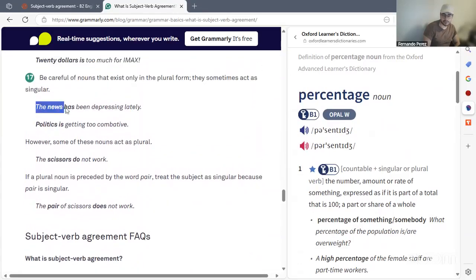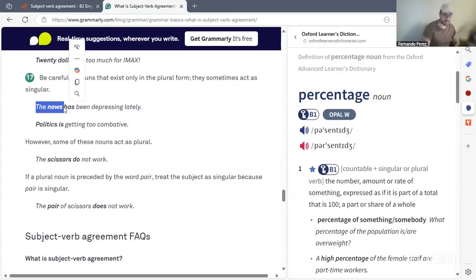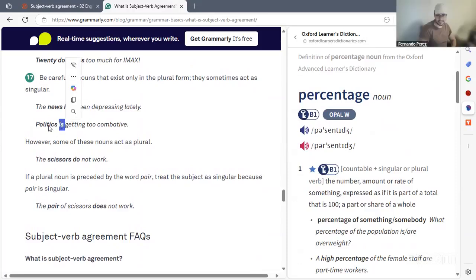The news. Some nouns are always plural, but you need to speak in singular. You cannot say "the new." When you are talking about the news on television, the news that you receive at work, it has been, is, plays, goes, acts, makes. Politics is, yes, we are talking about plural, but it's always singular. Always, always singular.